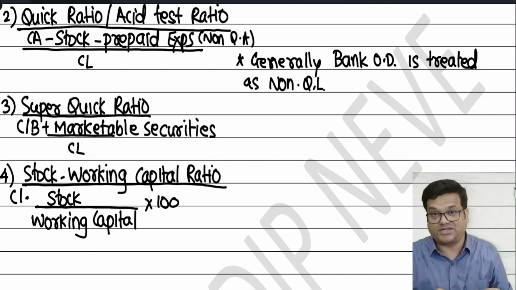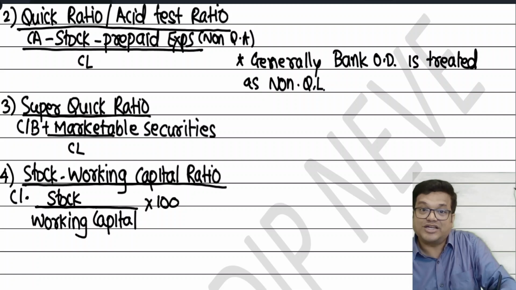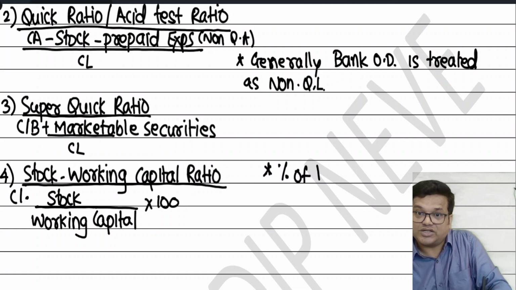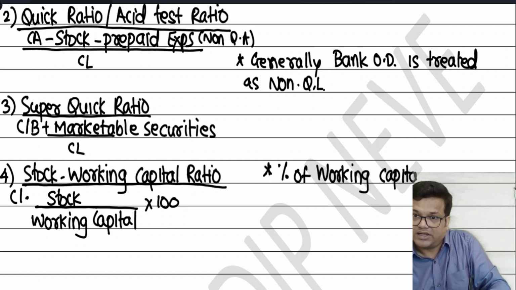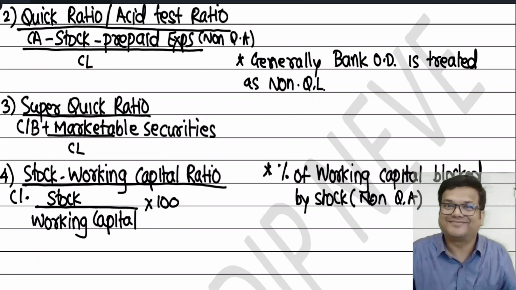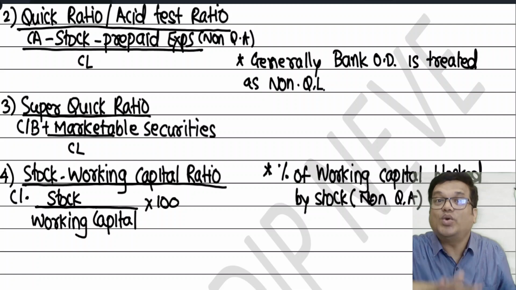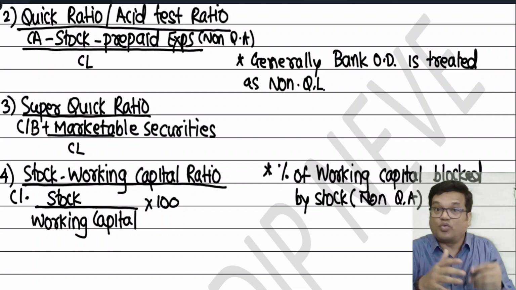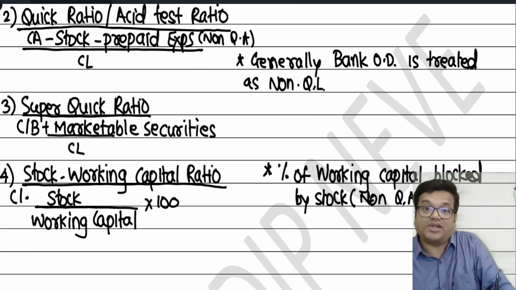Now the most important question arises, sir, what precisely does this ratio show? This ratio shows the percentage of working capital blocked by who? Blocked by stock. Now, why is this a big concern? Guys, stock is what we just now discussed. It's a non-quick asset. Correct? Stock takes its own time to get converted into cash. It's a non-quick asset. So what should be the percentage of working capital that is blocked by stock?